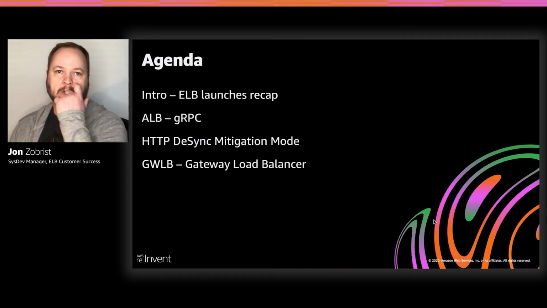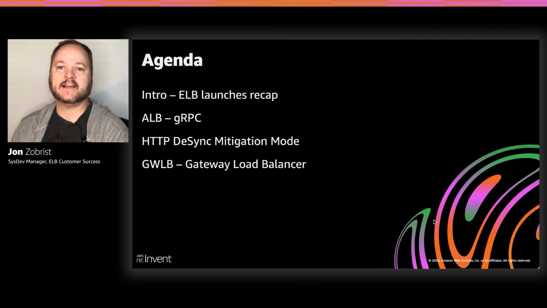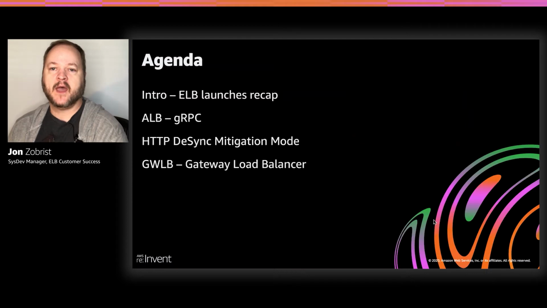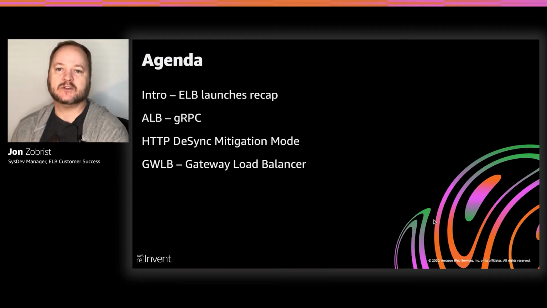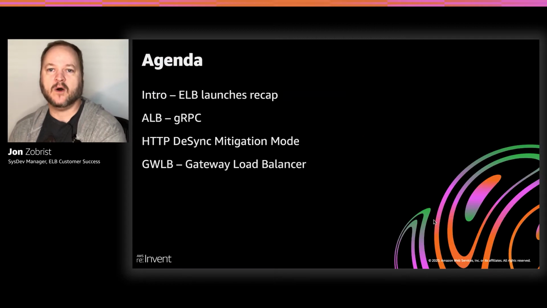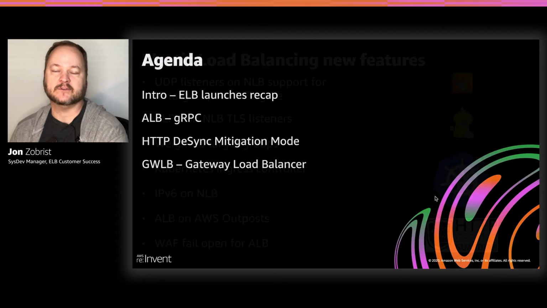Today we're going to talk about the different things we've launched over the last year for Elastic Load Balancing. We'll get into a few topics more deeply: gRPC on ALB and HTTP2 to the backend, our new HTTP Desync Mitigation mode, which helps mitigate attacks on both Classic and Application Load Balancer, and then our new Gateway Load Balancer, which lets you put in firewalls and different security devices directly into the route tables of your VPCs.